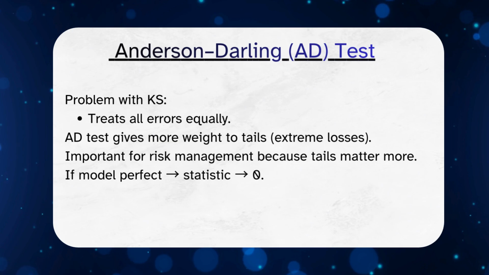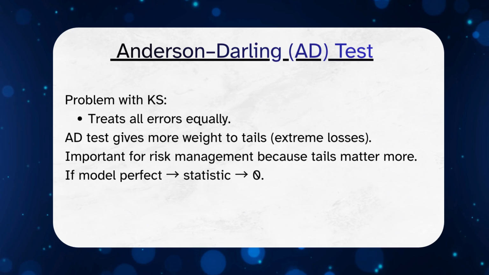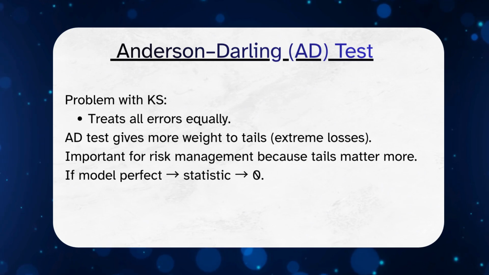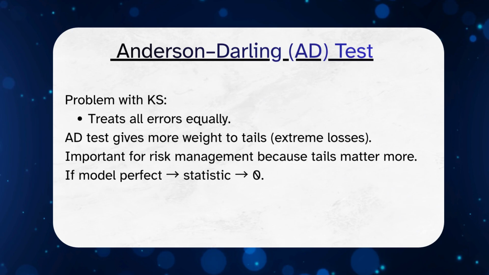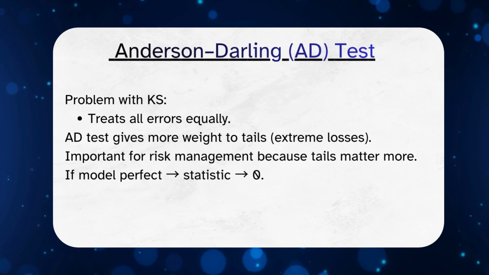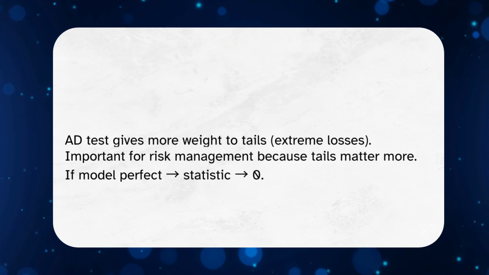Anderson-Darling AD test. The AD test says, not all mistakes are equal. In risk management, mistakes in the tails, extreme losses, matter much more. So this test focuses extra attention on the edges of the distribution. If the model gets tail risk right, the AD statistic becomes very small. But if the model ignores extreme events, AD notices immediately.